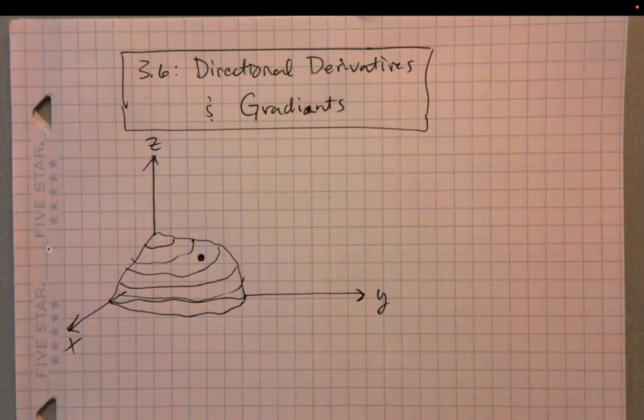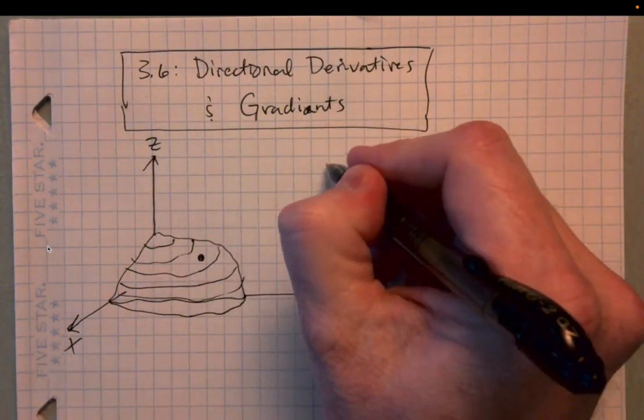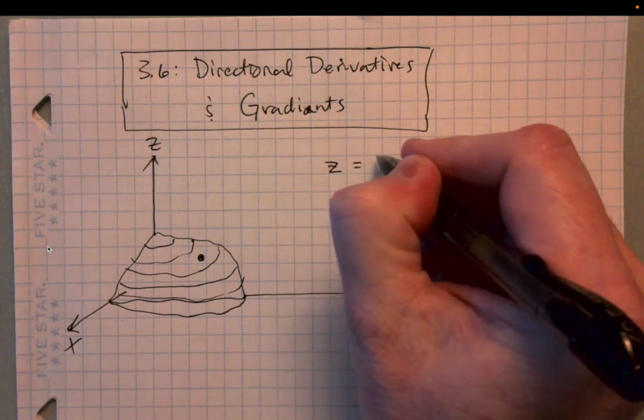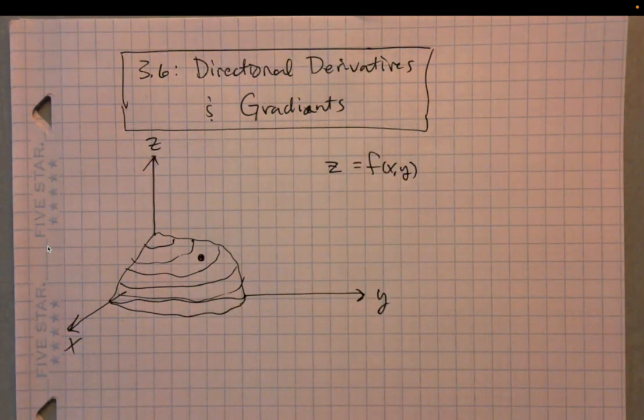And what we want to try to determine is the inclination toward the x-axis. Namely, the slope of the hill in the direction of the x-axis. Now, let's assume that the hill is represented by a function z equals f of x, y. So for each x, y pair, you've got a certain height in the z direction.